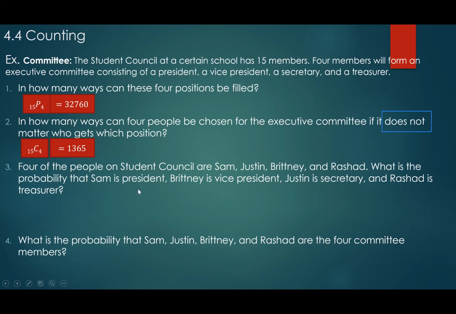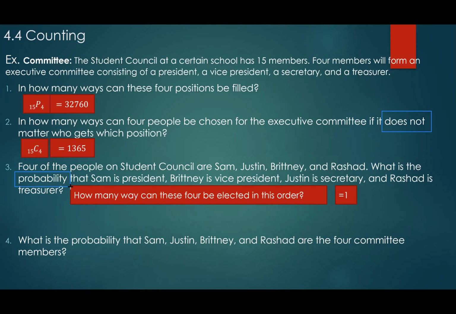So how many ways can these 4 people fit these 4 positions? Everybody see that there is only one way, right? Brittany cannot be anything besides vice president. Justin cannot hold any other position besides secretary, meaning there's only one specific way. They ask us probability. How do we find probability? We take this one specific way over the total ways that we can choose 4 people where the order matters.